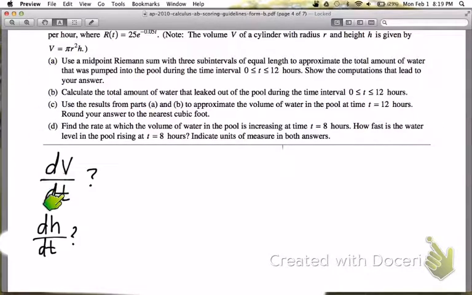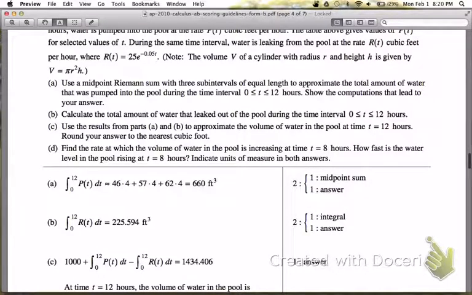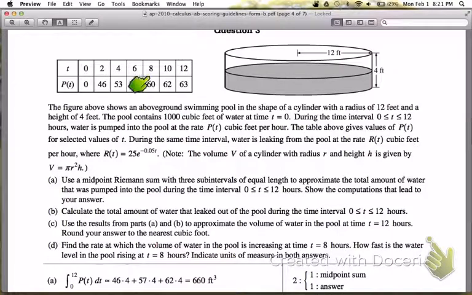So remember that the volume is increasing at the rate, well, let me back up. Let's go back up here to the top. We know that water is being pumped into the pool at a rate of P of T. This table up here is telling us how fast water is being pumped into the pool. This function tells us how fast water is leaving the pool. So if we want to know how fast the volume is changing with respect to time, we can take the value of how fast it's being pumped into the pool at 8 hours, and subtract out the value of how fast it's leaking from the pool at 8 hours.